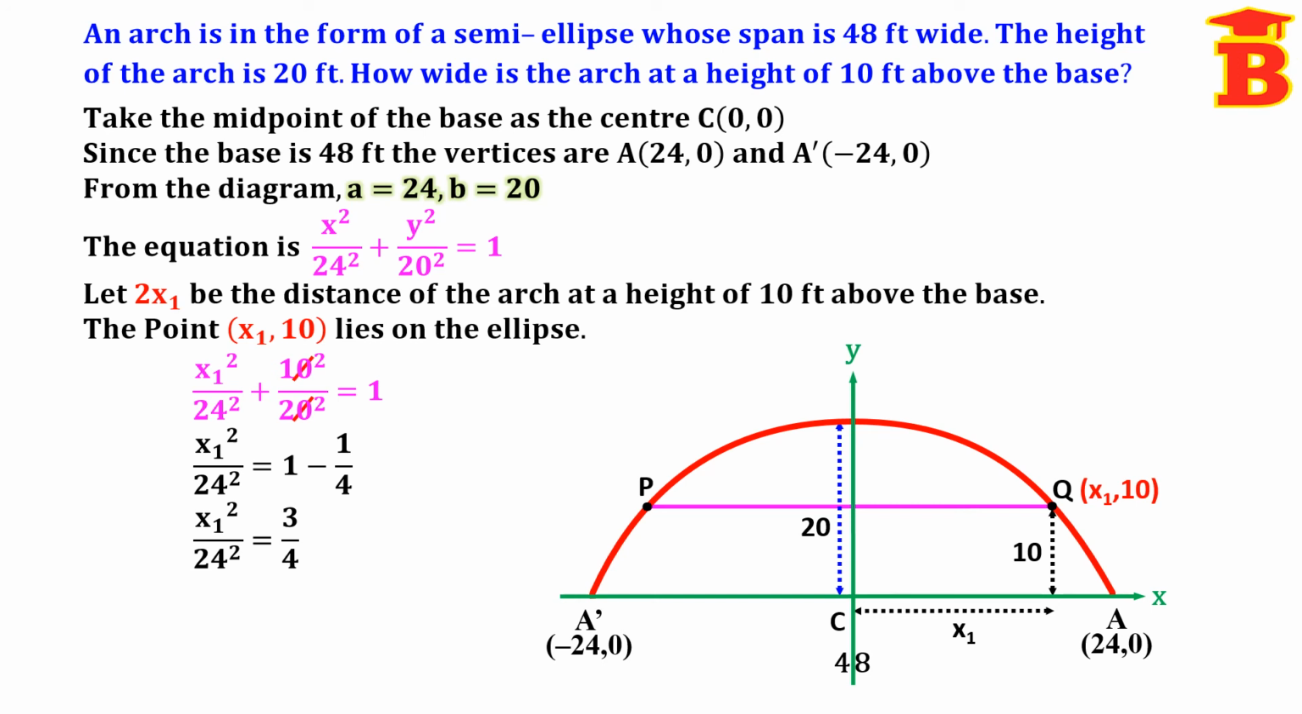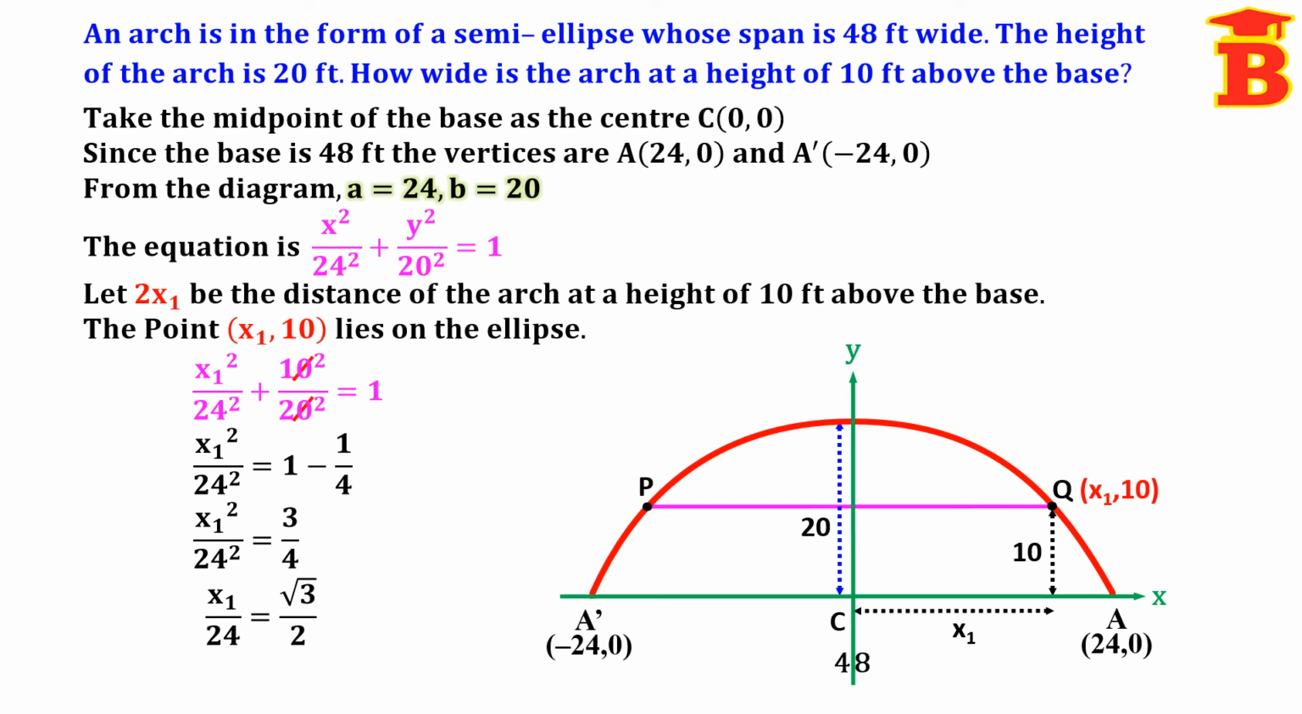So this is an easy step. Taking square root both sides, on the left side we can cancel the square. So we get x1 by 24. On the right side we have to take the root. So for this 3 take root 3, and for 4 taking root we get 2. So both sides we have to take square root. So we get x1 by 24 equal to root 3 by 2.